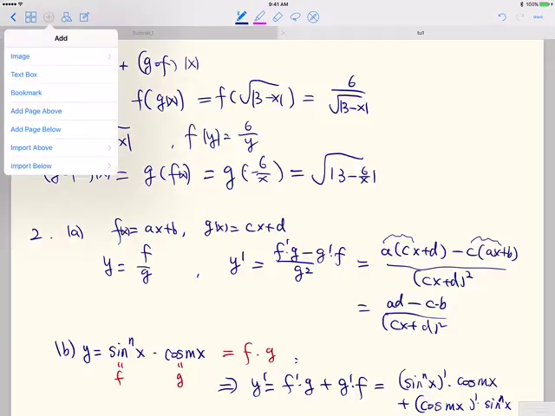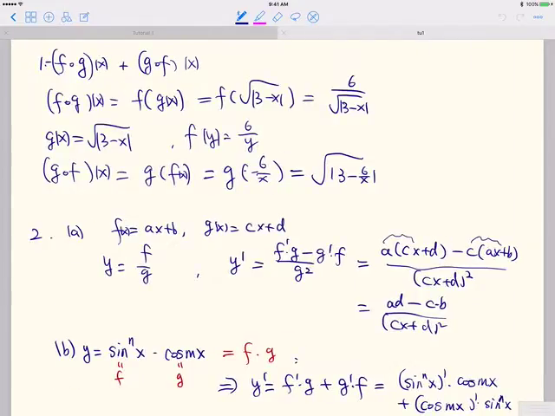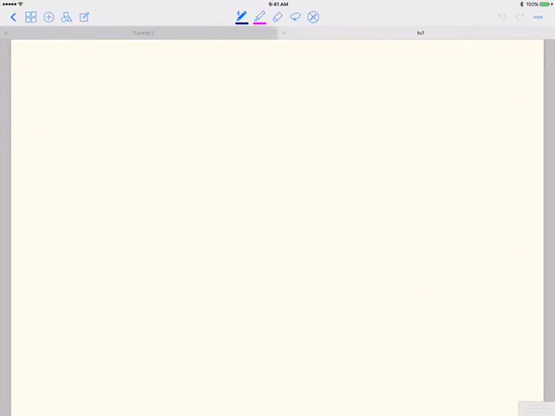So I will add a page below, right? Yeah. So let's see. Okay, I will write down in details. So our question will be, this one is what? Okay, we use the composition rule. So now we take this as two functions. Let's see, what do we use?